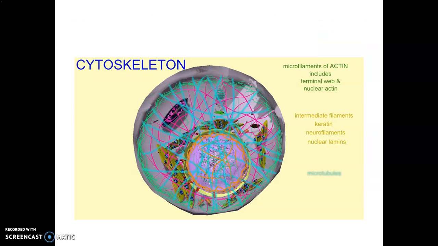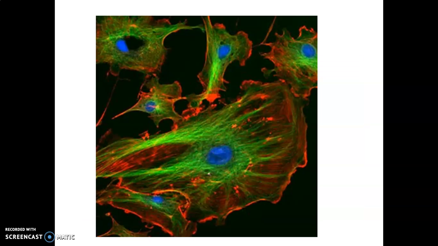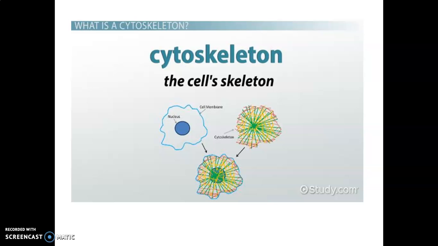So cytoskeleton. Children, an elaborate network of filamentous proteinaceous structures present in the cytoplasm is collectively referred to as cytoskeleton. The cytoskeleton in a cell is involved in many functions such as mechanical support, motility, and maintenance of the shape of the cell. See the structure of cytoskeleton, children.